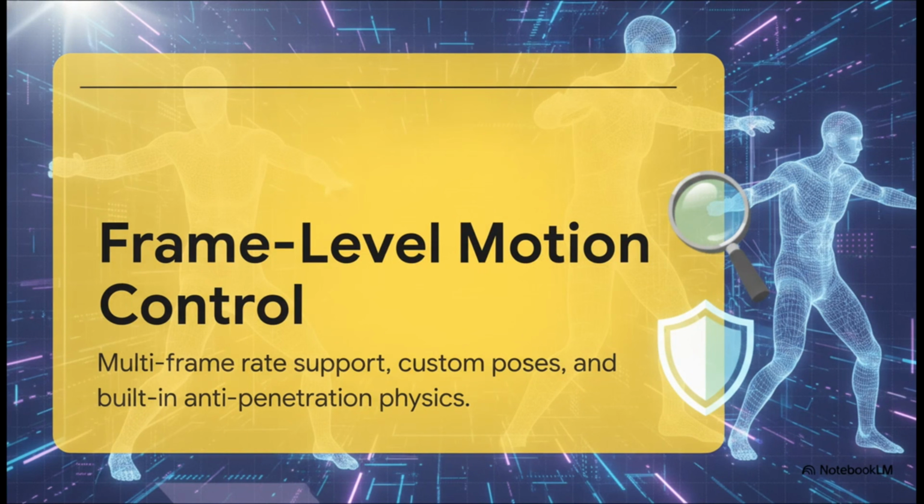Now, obviously, accessibility means absolutely nothing if the output looks like a glitchy mess, right? But that's where QuickMagic's precision comes in, using what they call frame-level motion control. They aren't just taking wild guesses at movements here. They give you multi-frame rate support. They let you customize that crucial first-frame pose, whether you need a T-pose or an A-pose. And perhaps most impressively, there's intelligent built-in anti-penetration physics. Essentially, the AI actively steps in to stop arms from clipping right through torsos or legs crossing in weird, unnatural ways. It ensures the motion data you get is actually usable right out of the gate.